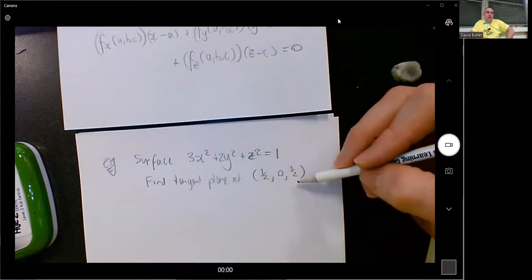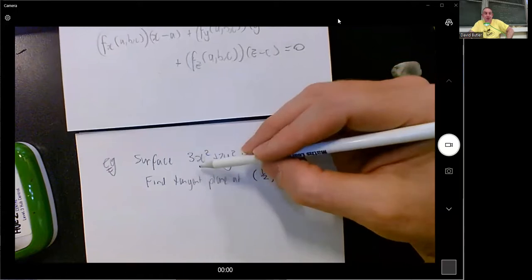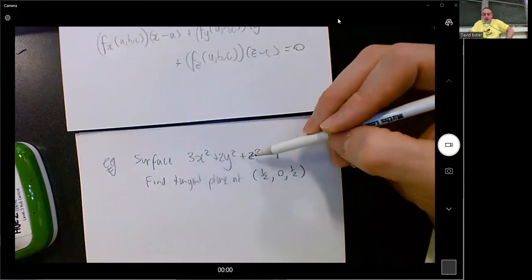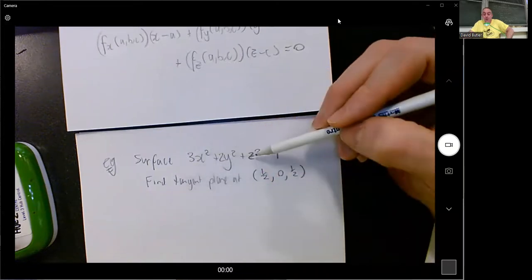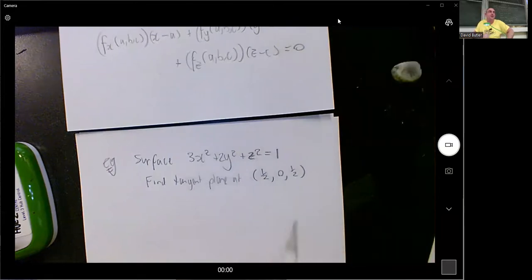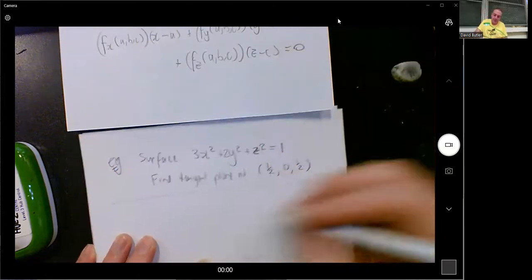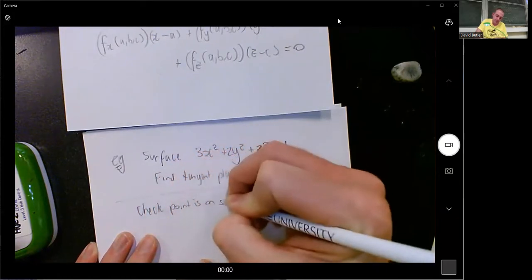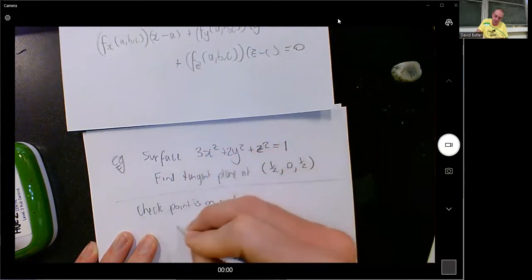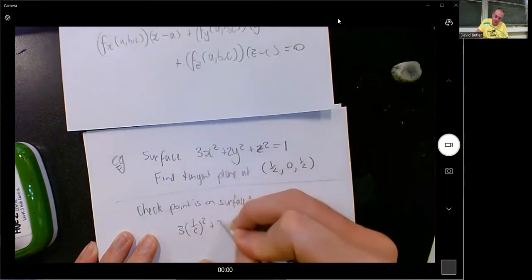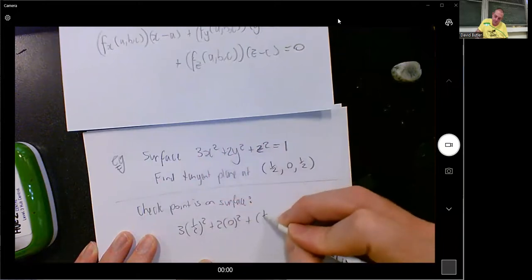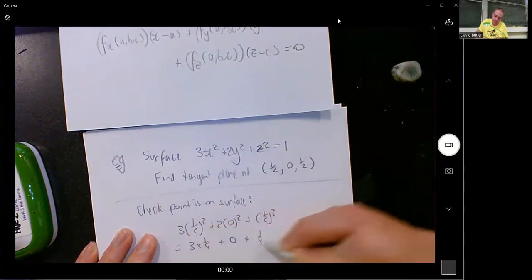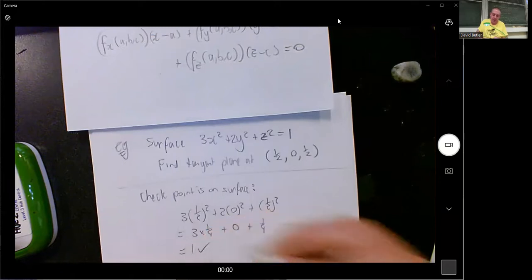Let's just check if this point really is on the surface. 3 times a half squared would be 3 times a quarter, so that's 3/4. 2 times 0 squared would be 0. And a half squared would be 1/4, and 3/4 plus 1/4 is indeed 1. So this point really is on the surface.